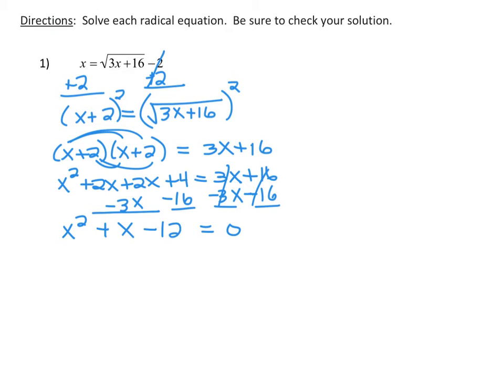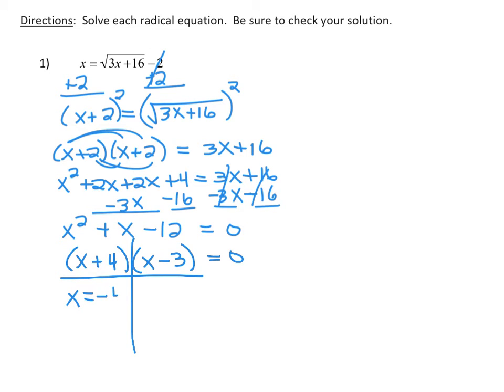All right, this one's a little easier to factor than the last one because we have a 1 in front of our first term. So what we have to do is come up with 2 numbers that multiply to negative 12 and add to positive 1. That's going to be x plus 4 and then x minus 3. Okay, and then we're going to make our t-chart. So we wind up getting x equals negative 4 and x equals positive 3.